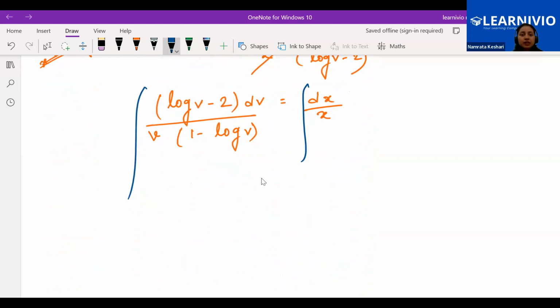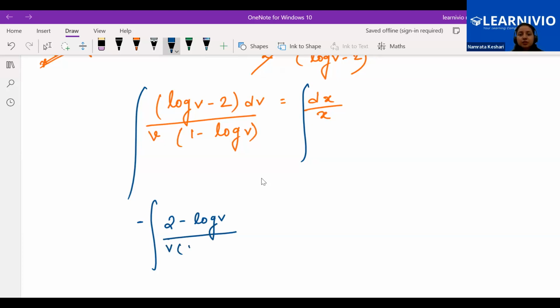Now we just have to think about the integration part. So let's see what can be done over here. Can we make the numerator also 1 minus log v, so that for at least one term it will get cancelled out? Okay, so let's check it. Log v minus 2, can we write it as minus common, I am taking from the numerator's part. So for now it became 2 minus log v, right?